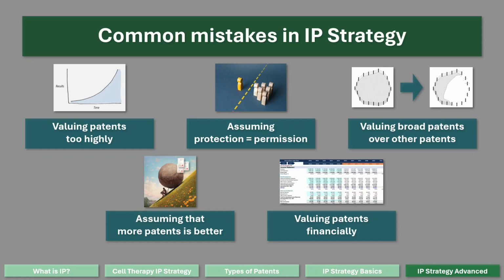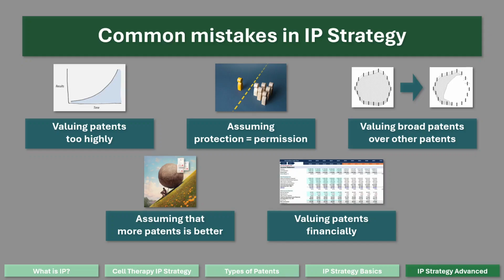Number 2. Assuming patent protection equals permission. As mentioned before, a patent excludes rather than permits. Assuming that an invention is valuable because it has patents is a mistake. The bigger context of competitive positioning must be considered when deciding to file a patent. Otherwise, the biotech will end up patenting inventions with no clear benefit to R&D, commercialization, or licensing negotiations.